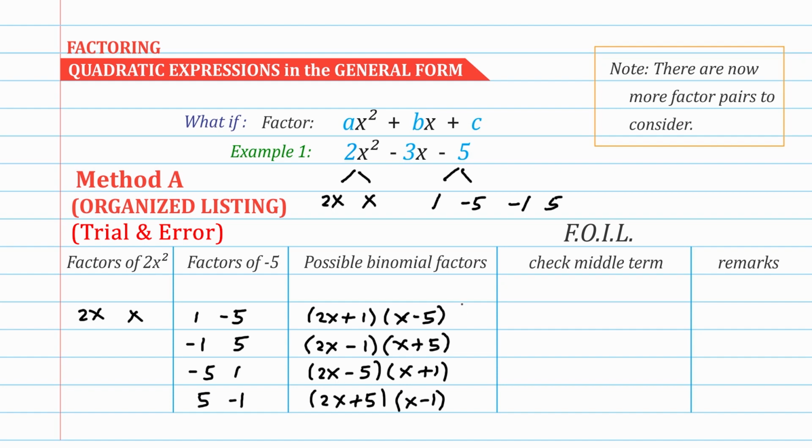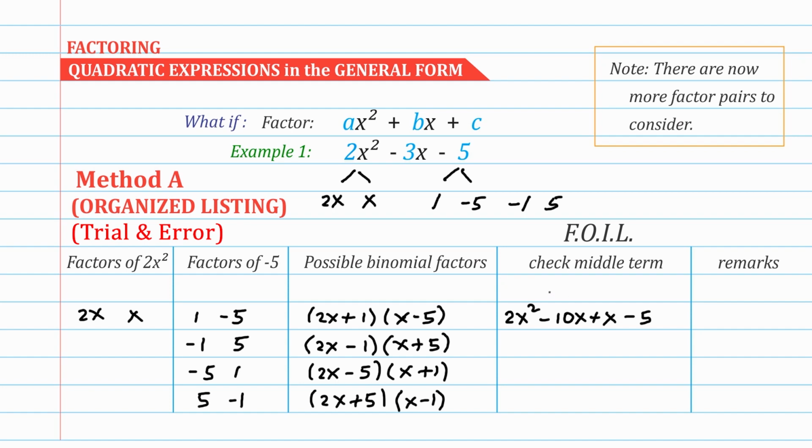Of course, the only way is to multiply and check each one of them by using the FOIL method. Now, ang gagawin natin is, let's try to multiply the first terms. Subukan natin. We have 2x times x is 2x squared. Outer, 2x times negative 5 is negative 10x. Inner, 1 times x is 1x or simply x. And last, 1 times negative 5 is negative 5.